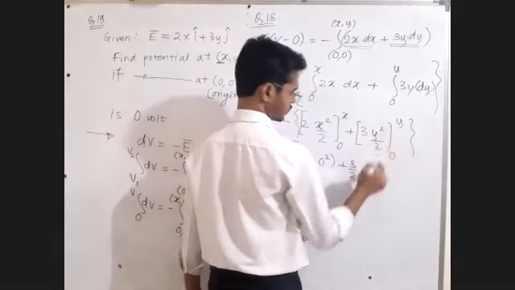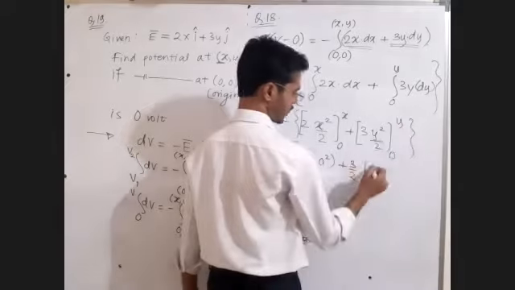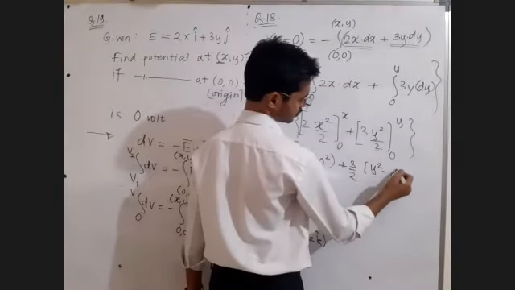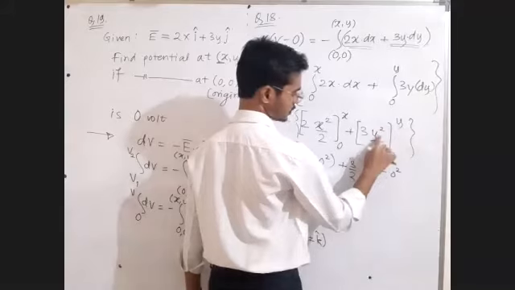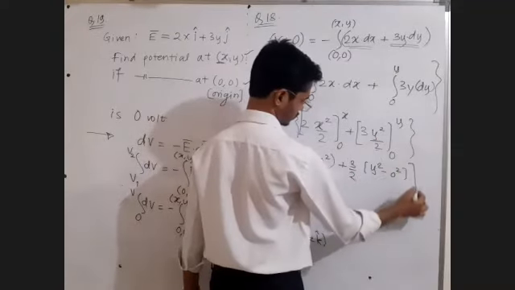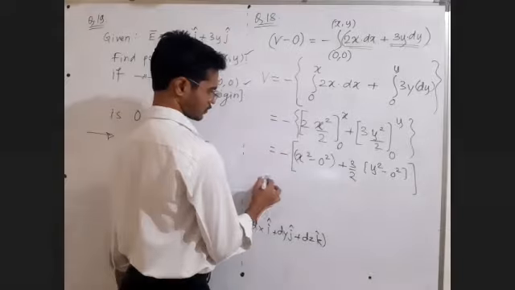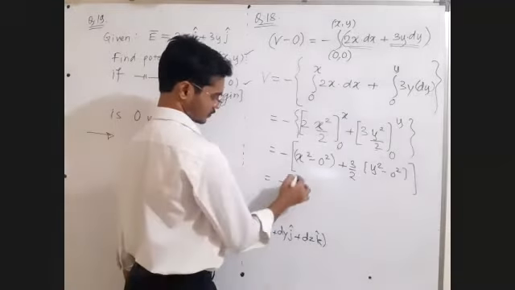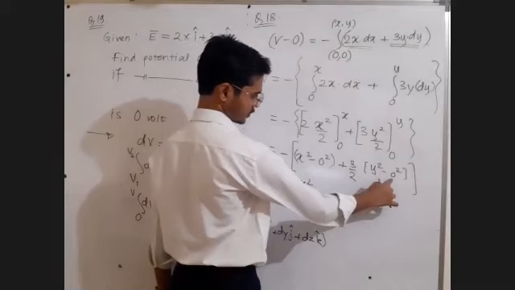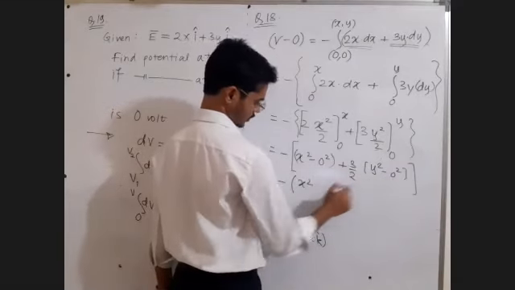Y square, limits of y. Upper limit is y, lower limit is 0. So instead of y, put y. Instead of y, put 0. All those things you already know. This minus sign, bracket continues, x square minus 0 is x square, 0 no need to write, plus 3 by 2 y square.